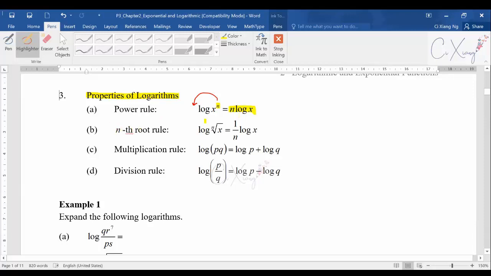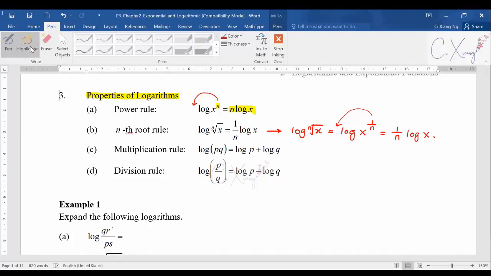Okay, then for the n root rule, when you're having log of the n root of x, generally you put it into the power first. So you're having the n root of x, you can rewrite it as log x to the power 1 over n. And again, you apply the power rule that we learned just now, you put the power in front, and it will become 1 over n log x.